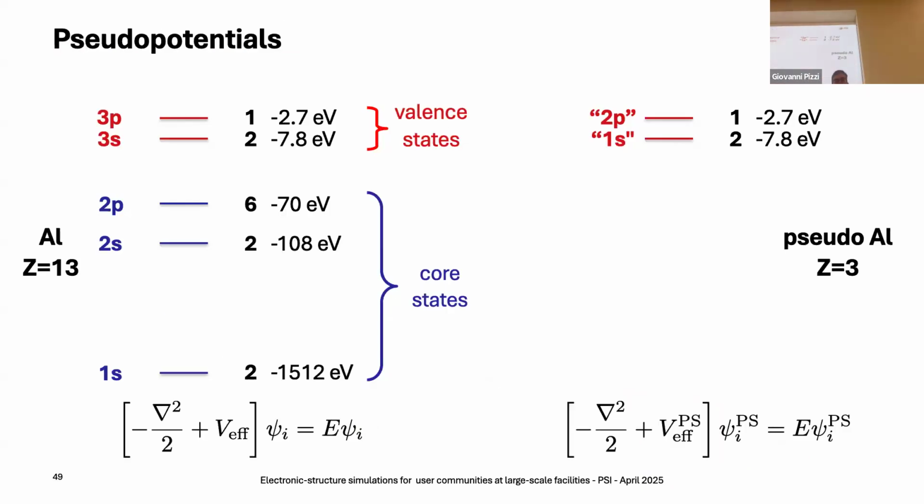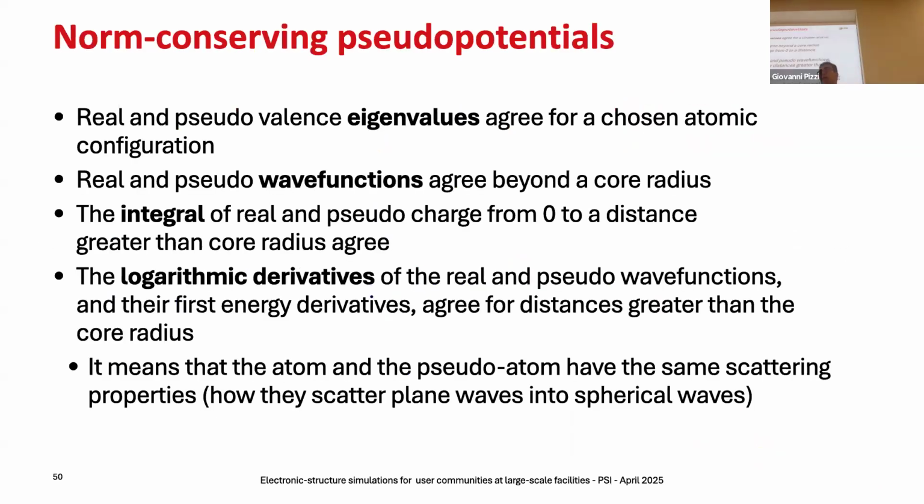So that's the idea, okay? That's just what we want to do. But how do we define a potential such that the wave function has these properties and behaves well? Well, the first type of pseudopotentials are what are called norm-conserving pseudopotentials.